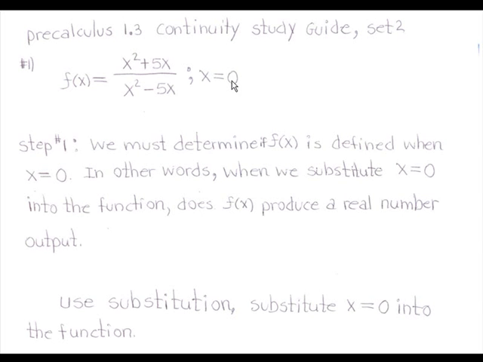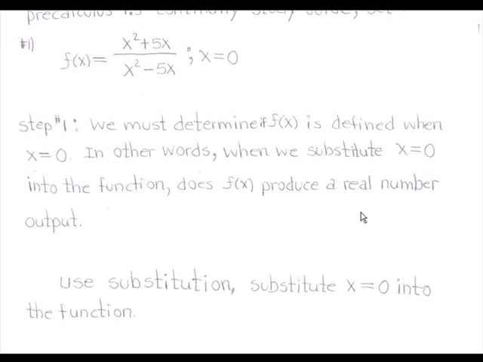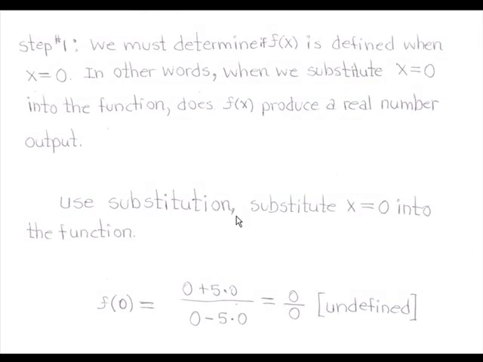Well, from the definition of continuity, we have to use step 1. We must first see, well, is this function defined at x equals 0? So let's read. We must determine if f of x is defined when x is equal to 0. In other words, when we substitute x equals 0 into the function, does f of x produce a real number output? Well, we're going to use substitution.